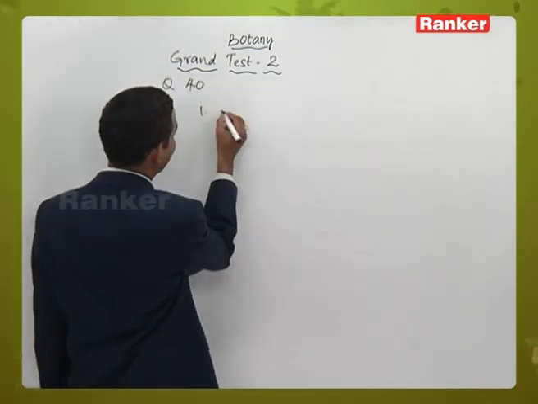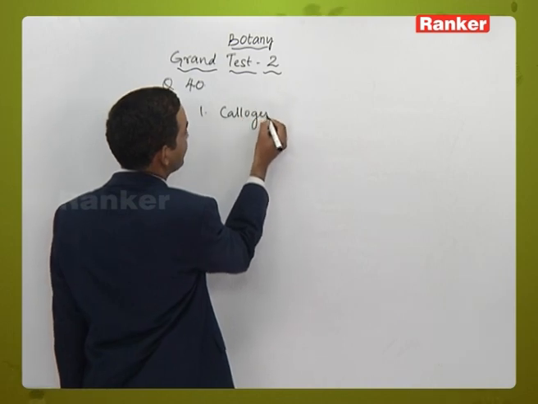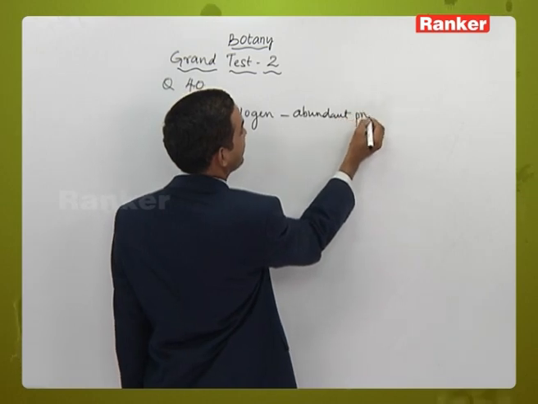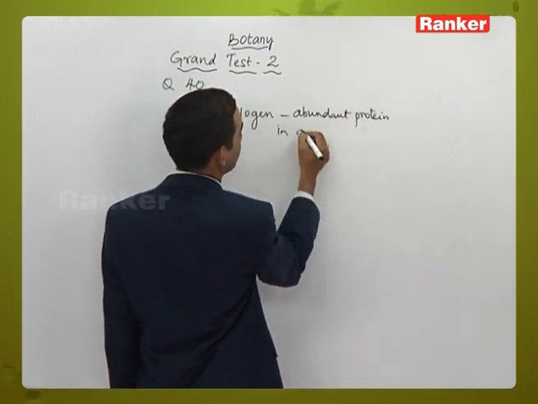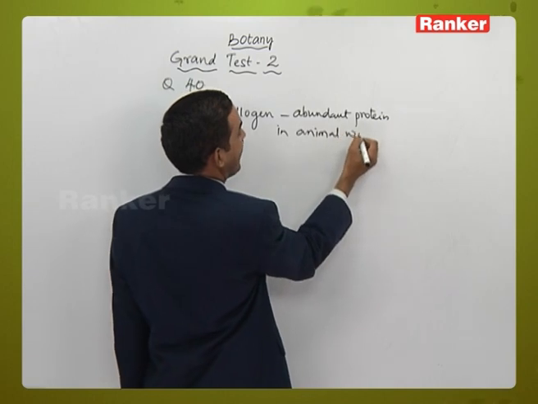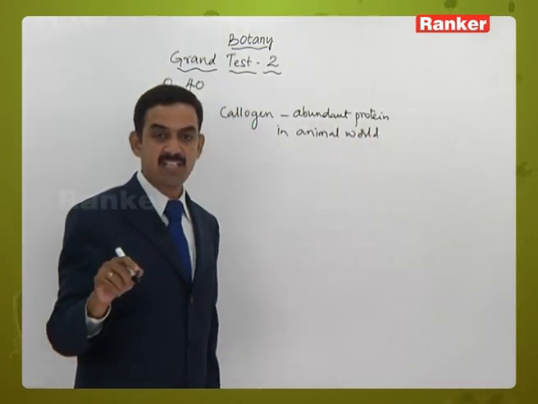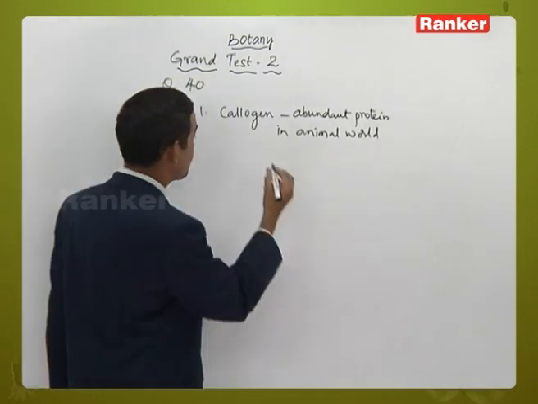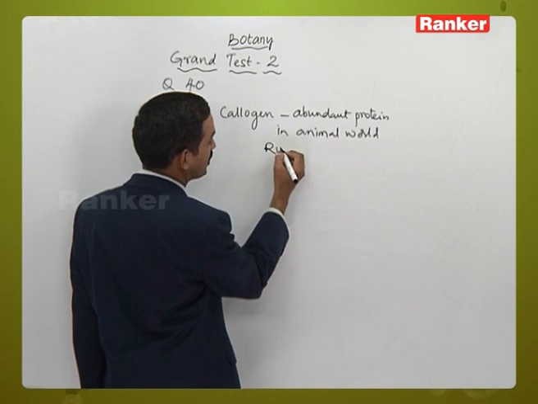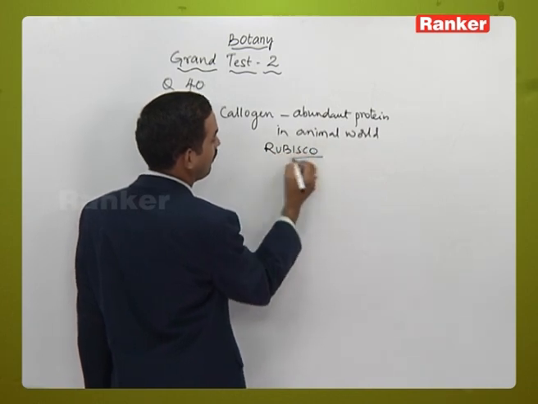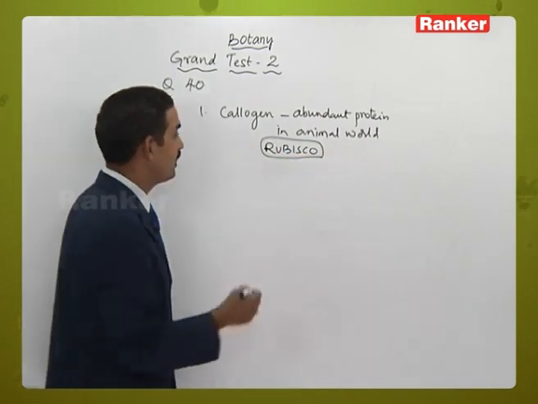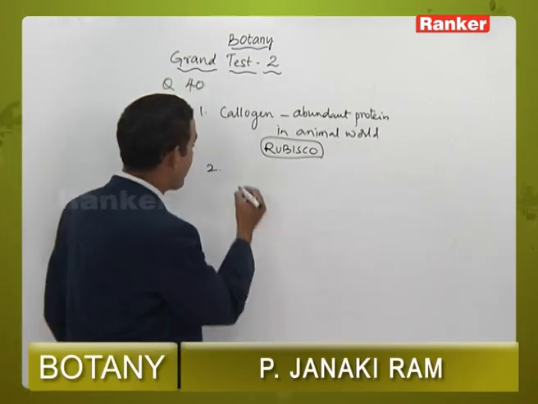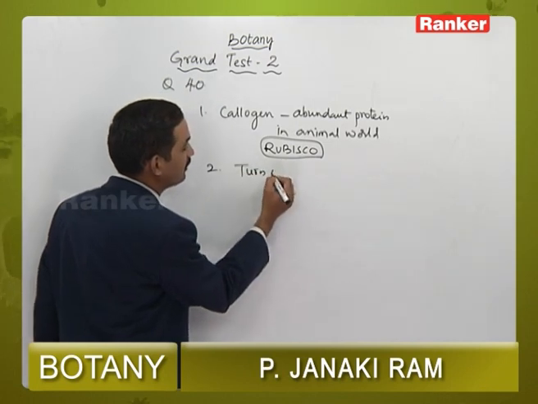Okay, the first one is collagen. We know that collagen is the most abundant protein present in the animal world. But here it is given as the most abundant protein in the whole biosphere. The most abundant protein in the whole biosphere is rubisco, but not collagen, right? So that is incorrect.